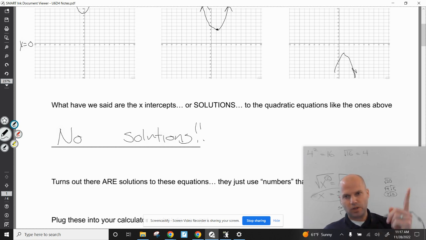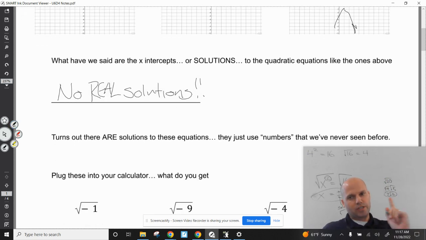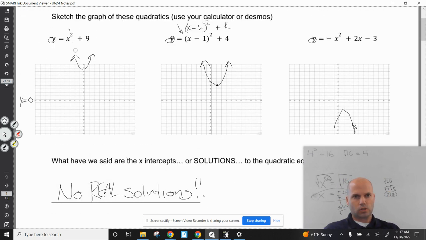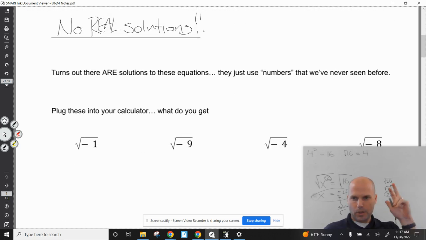But we've included something recently. I don't know if you've noticed. Many of you probably haven't, and you've just been writing no solutions. We've been talking about no real solutions, no real numbers that can solve this, okay? Because it turns out there are solutions to these equations set equal to 0. We're going to see that. They're just numbers that we really haven't seen before, okay?